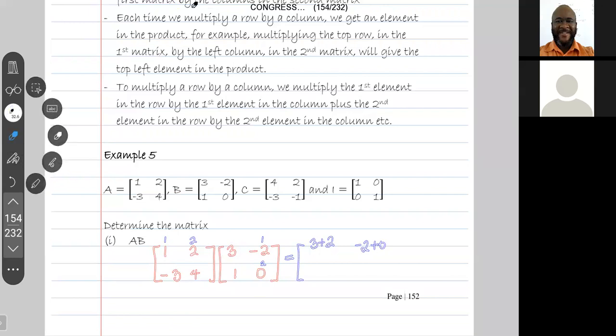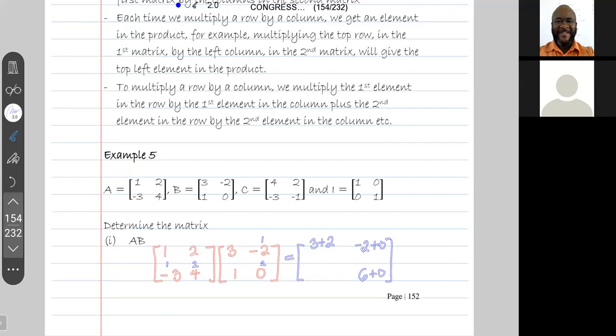Next, I'm going to multiply the bottom row. Let's multiply the bottom row by the right column. We're going to get the bottom right element in the answer. First element in the row times the first element in the column. So minus 3 times minus 2 is 6. Second element in the row 4 times the second element in the column 0. 4 times 0 is 0. I just multiplied the bottom row by the right column.